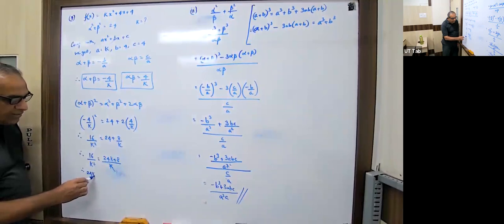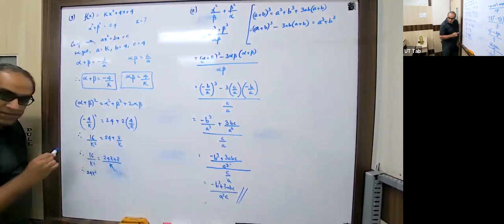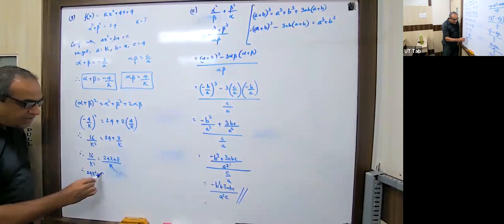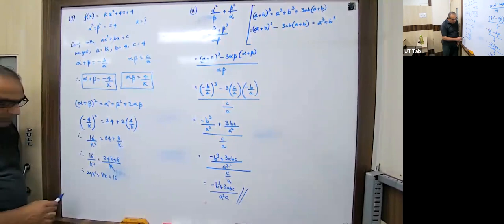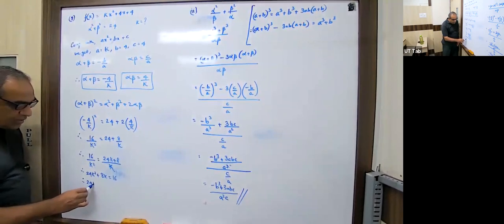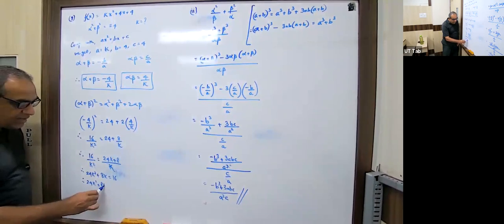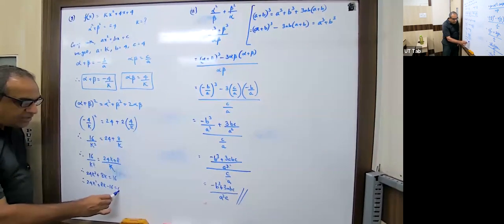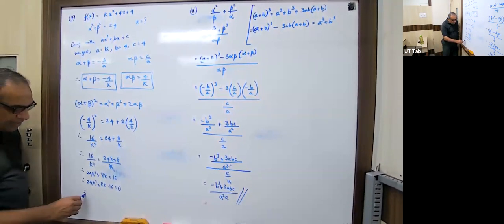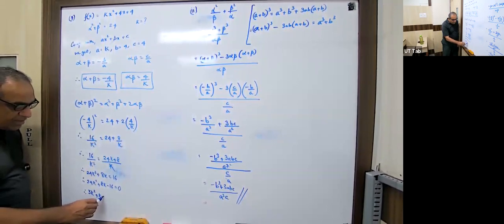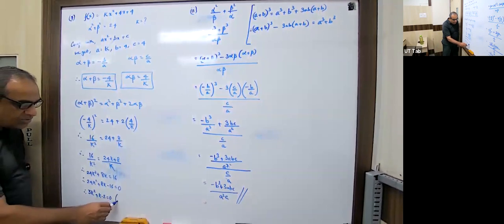24k squared and cross multiply this k plus 8k is equal to 16. 24k squared plus 8k minus 16 is equal to 0. I have to use splitting the middle term, but these are big numbers. Can I see 8 common in every term? Let me make it small. 3k squared plus k minus 2 is equal to 0.